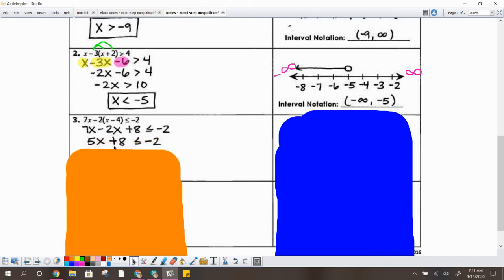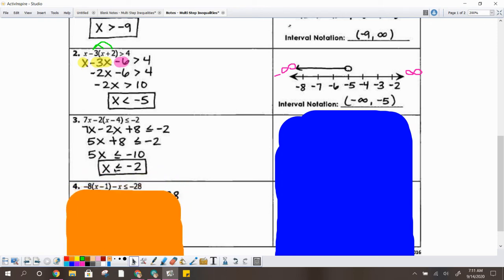Step 3 is to get rid of this 8 here. And then we're going to divide by 5. And again, we're dividing by a positive 5, so the sign stays the same. So now we have x is less than or equal to negative 2.